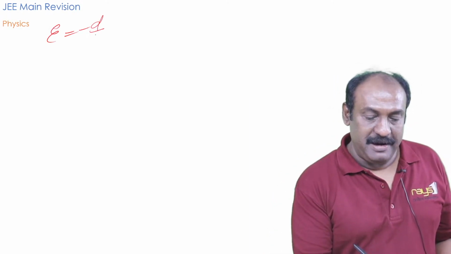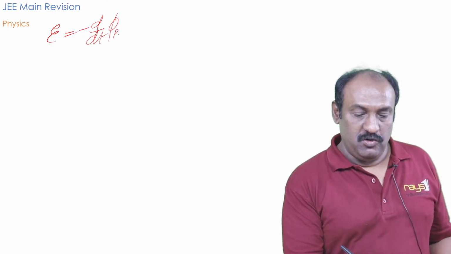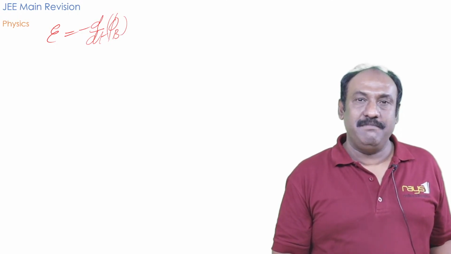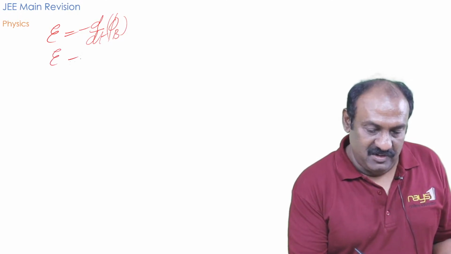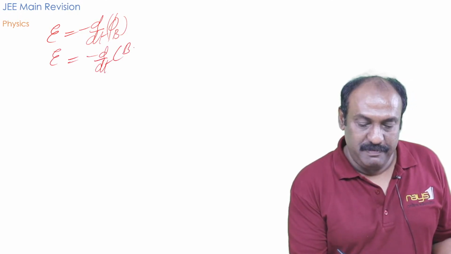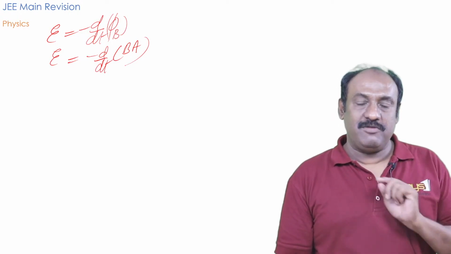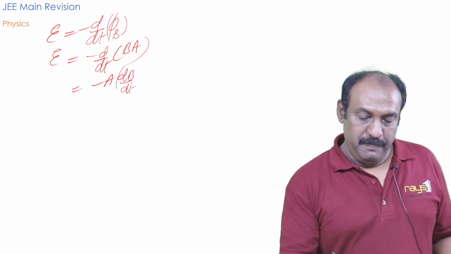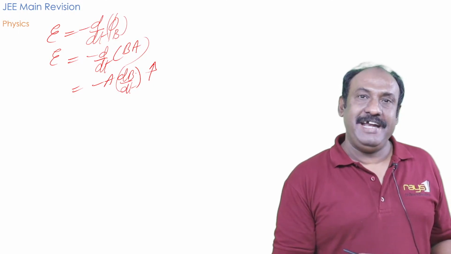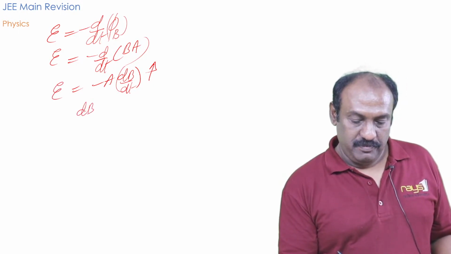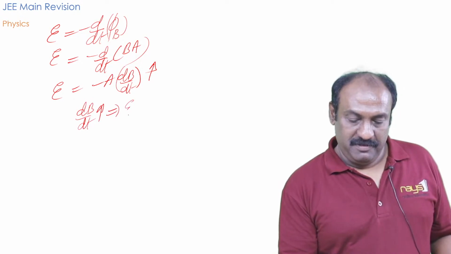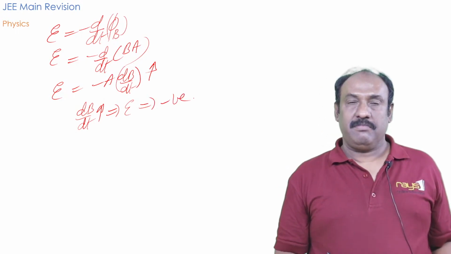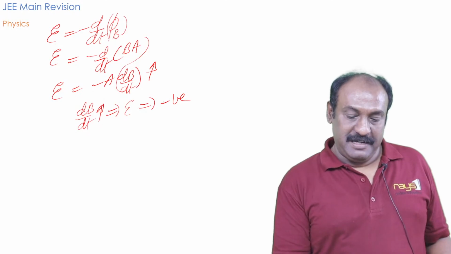E equal to minus d by dt of flux due to the magnetic field. If flux varies with time in the area of the coil, then only EMF is induced in the coil. Therefore, E is equal to minus d by dt of flux, which is BA. Here B changes with time, and A is the same, so minus A into dB by dt. So if B increases, if dB by dt increases, then this is positive, multiplied by the negative sign, so E is negative. So when dB by dt increases, E becomes negative.